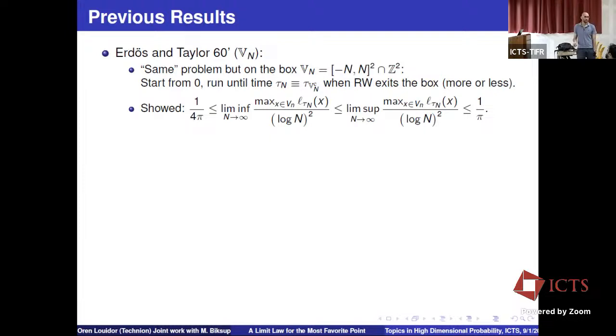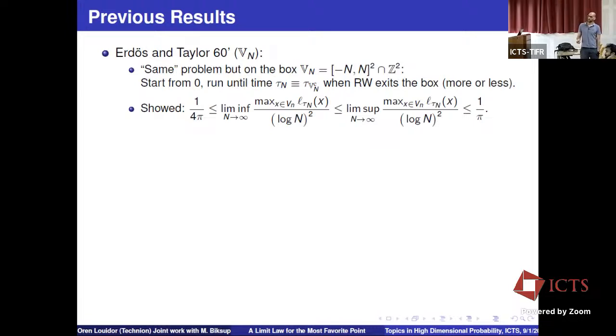The real problem was posed more than 60 years ago by Erdos and Taylor. The problem on the box is that instead of a leaf, you start from the bulk of a two-dimensional box, n by n, and instead of running the walk until you reach the root, you run the walk until you reach the boundary of the box, and you want to know what's the maximal local time. The typical number of times that you spend at a vertex is log n. That's just the inverse of the Green function. But the question is, what is the largest time spent at a given vertex? They were able to prove two bounds: a lower bound of 1/4 pi and 1/pi as an upper bound, almost surely.